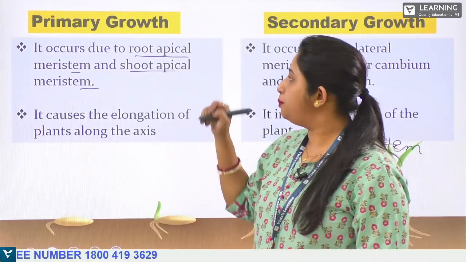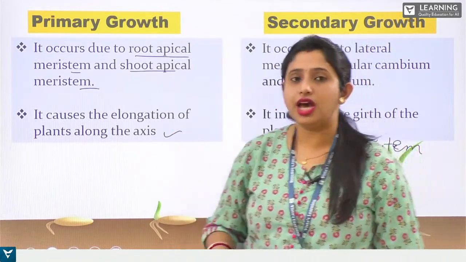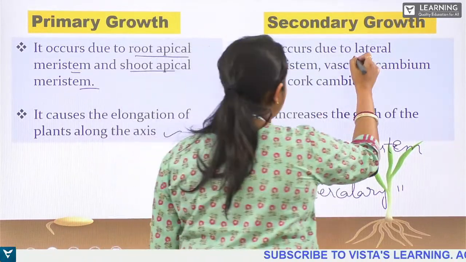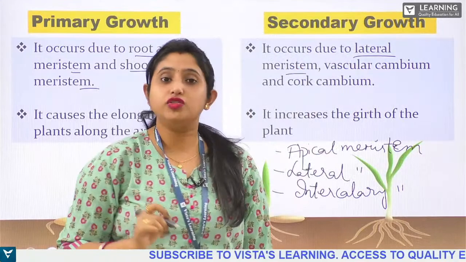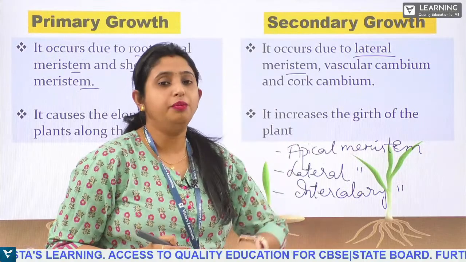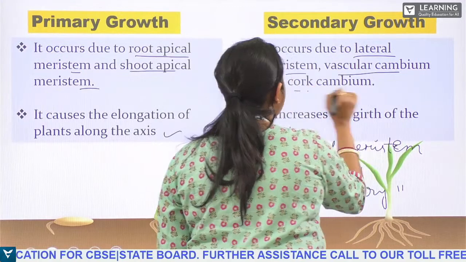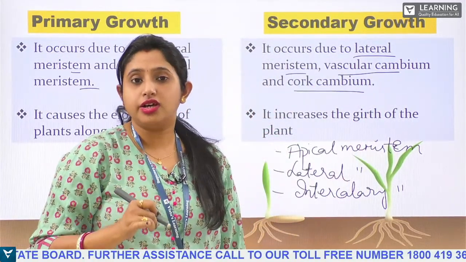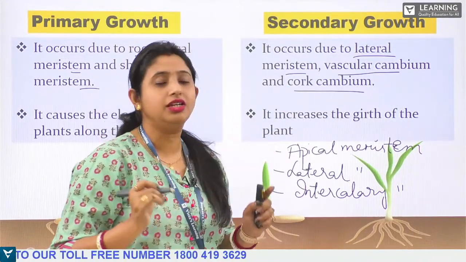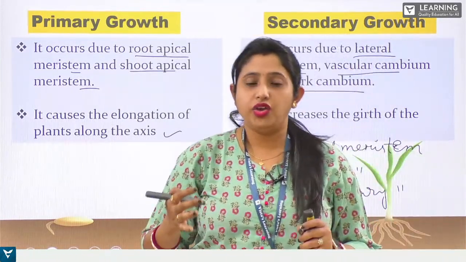So primary growth happens because of the apical meristem, and it causes the elongation of the parts along its axis. Next, secondary growth, it occurs because of what? Because of the lateral meristem. As we have studied in the plant anatomy chapter, it leads to the formation of the cambium, right? Lateral meristem leads to the formation of the vascular cambium and the cork cambium. So the vascular cambium and the cork cambium are formed because of the lateral meristem and increase the girth of the plant.